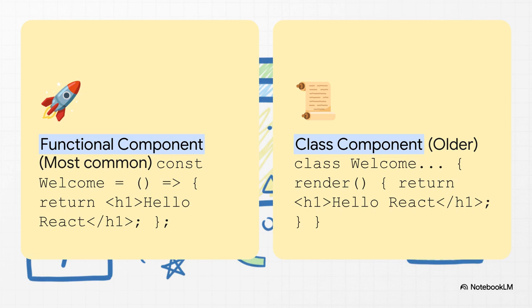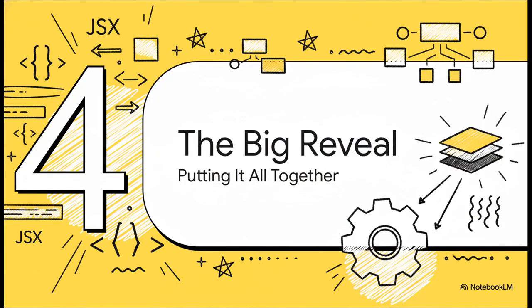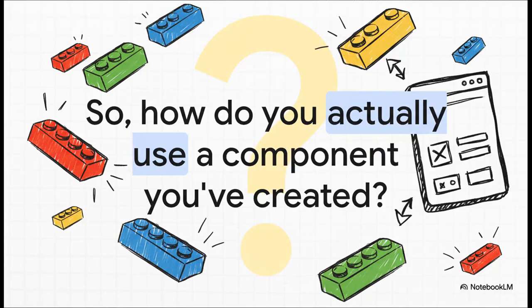All right, we've talked about the language, JSX, and the building blocks, components. So now it's time for the big reveal. How do these two incredibly powerful ideas actually work together to build something you can see on the screen? Okay, so let's say you just wrote that little welcome component we saw. You've made your own custom Lego brick, your own little piece of the user interface. So, what now? How do you actually get it to show up on the page?